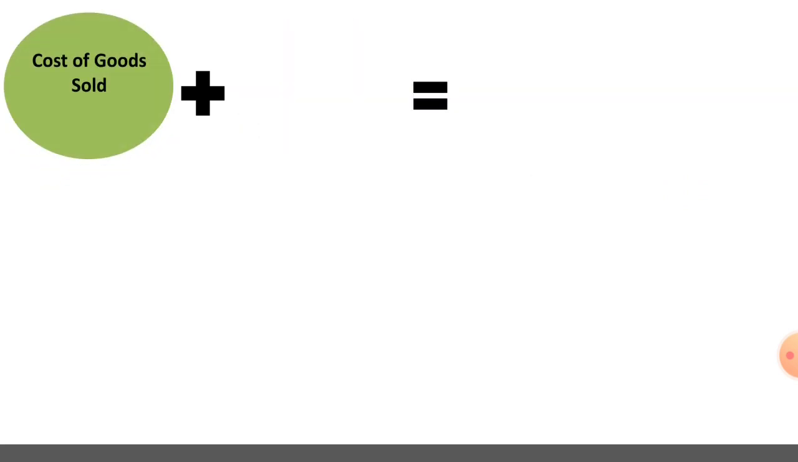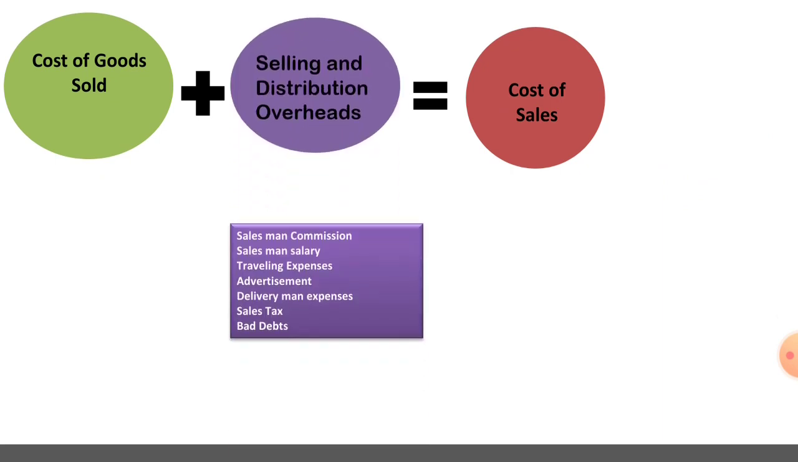Now, cost of goods sold is nothing but the total cost of goods or services manufactured. From this cost, we add the selling and distribution overheads. The reason is there are certain expenses still, even after the production, which we need to incur.